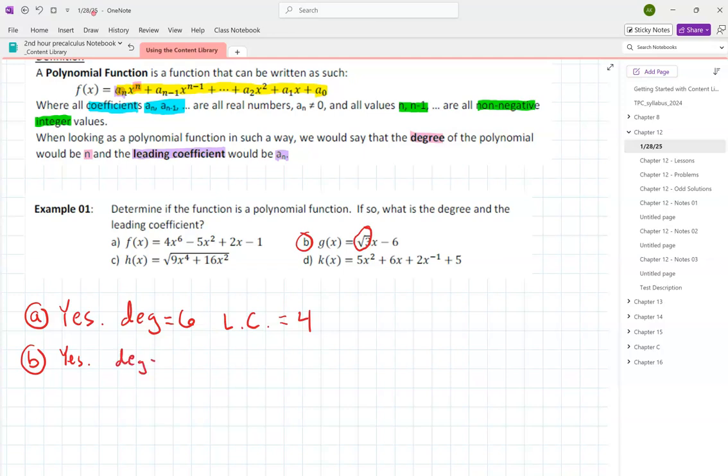What's the degree for this polynomial? 1. Very good. Where did you get the 1 from, Lucy? Yeah, well, there's always an exponent of 1 on that x, even if we didn't write it. Everybody's okay there? And then what's the leading coefficient? What's the coefficient on the x of the first term? Square root 3.